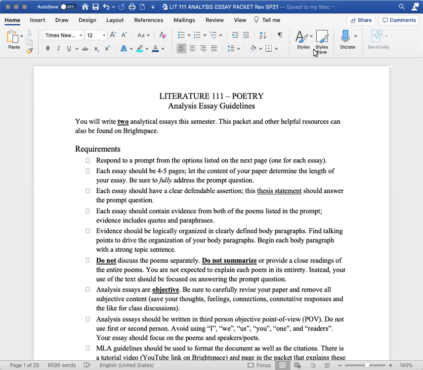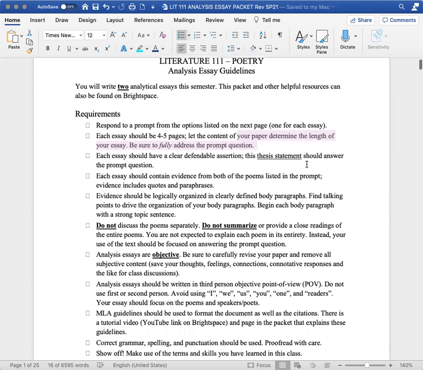So for the requirements, you'll be responding to one of the prompt options for each essay. So just assume you're going to be doing this twice. I'm going to walk you through it, and you'll do the same thing at week 8 and the same thing at week 10. So you'll pick a prompt from the next page, and then you'll write a 4 to 5 page paper. My advice to you here is to let the content of your paper determine the length of your essay. What I mean by that is your job is to respond to the prompt question. If you can do it in 4 pages, great. If you need 5 pages, maybe going on to a couple lines on a 6th page, that's fine as well.